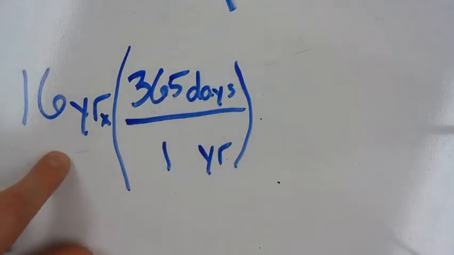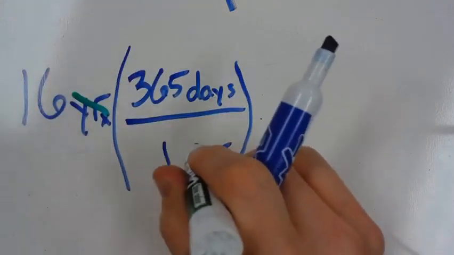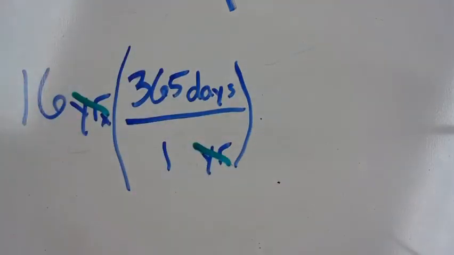Okay, so in 1 year, it's 365 days. If I have 16 years, 16 times that number will tell me how many days old you are. So again, the function here is so that those units would cancel out.